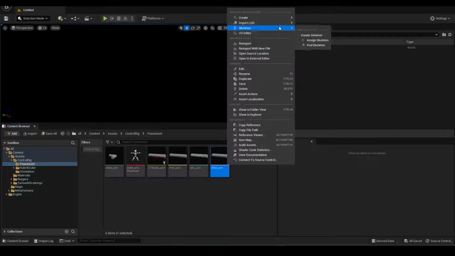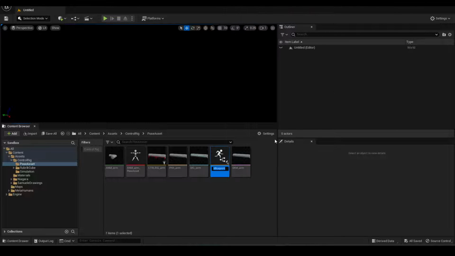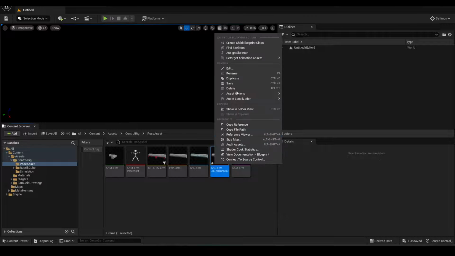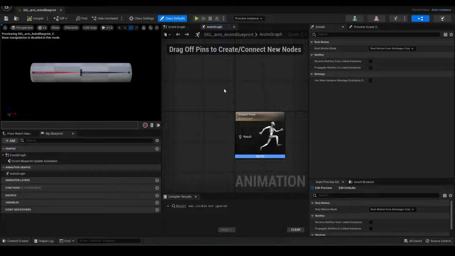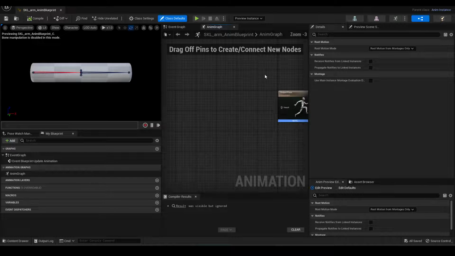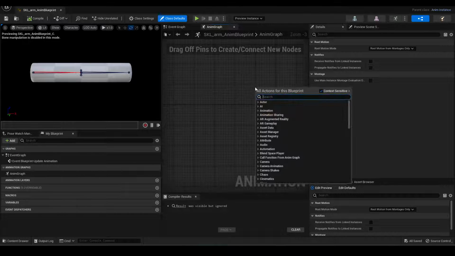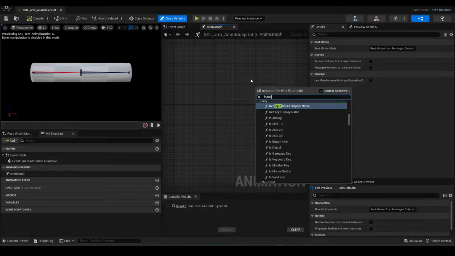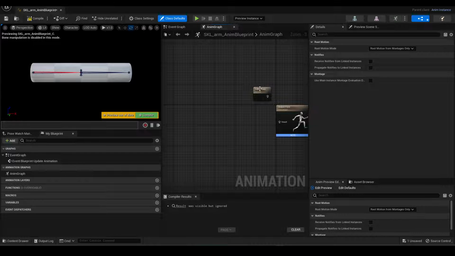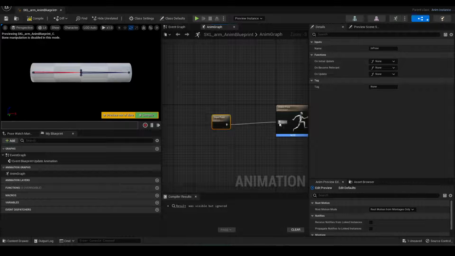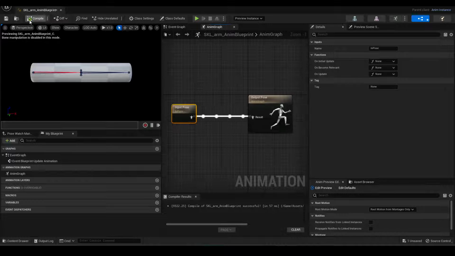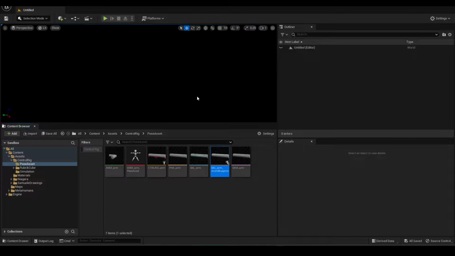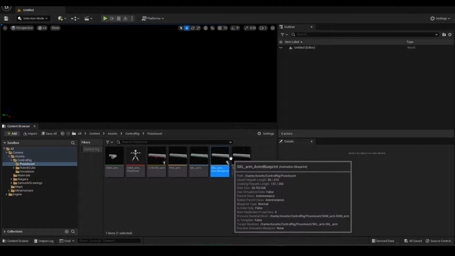So I'm going to click on the skeletal mesh. I'm going to say create animation blueprint. This is nothing else than an animation blueprint, but the way I'm going to use it is as a post process. Okay. And what does that mean? We'll see it in a bit. I'm going to create an input pose. Then I'm going to connect the input pose to the output pose. This is the most stupid animation blueprint ever created in history. Okay. Compile, save.